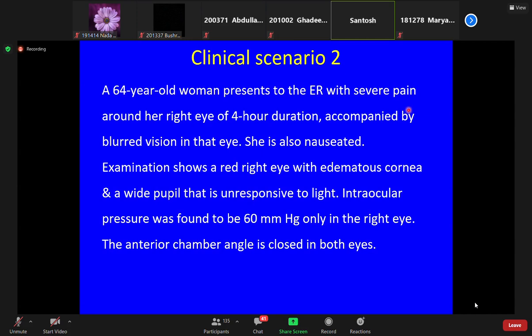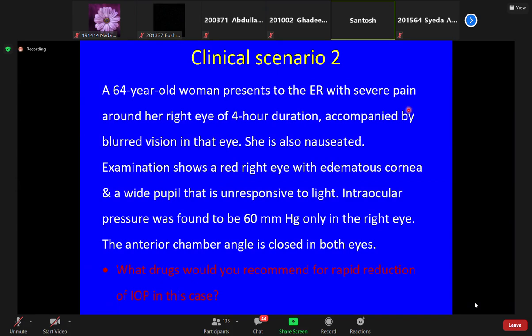The anterior chamber angle is closed in both eyes. So the anatomy is abnormal in both eyes, but the acutely raised pressure is in the right eye. So here we have a problem in the right eye. What is it? Which type of glaucoma is it? Yes, acute angle closure glaucoma. It's angle closure glaucoma and it's acute. There is a chronic form as well. So this is acute angle closure glaucoma, or acute closed angle glaucoma.